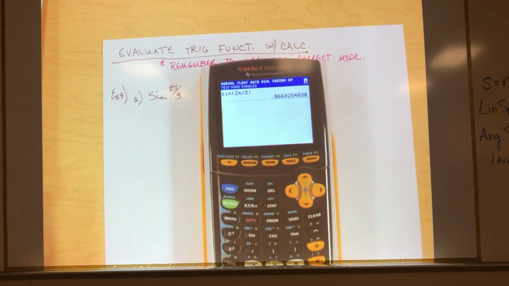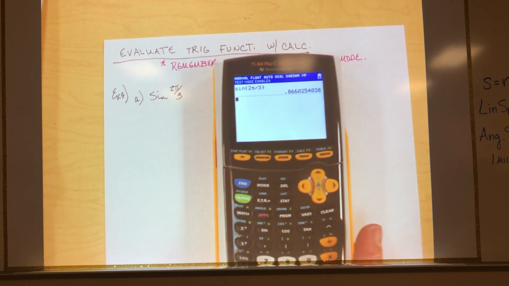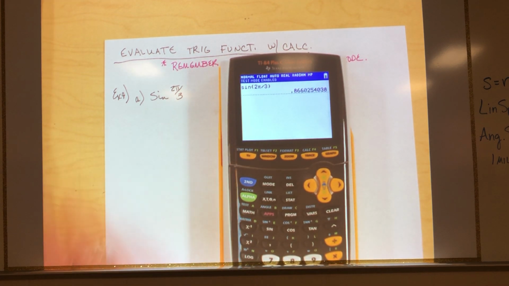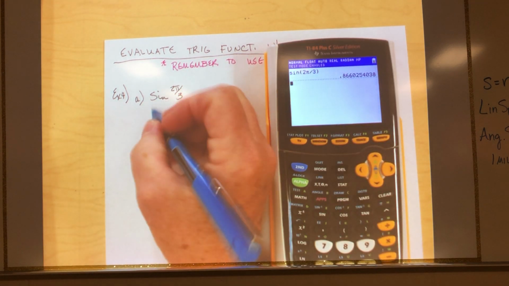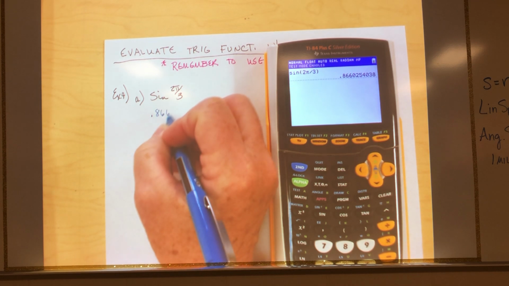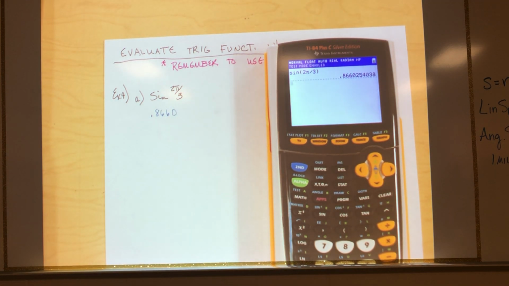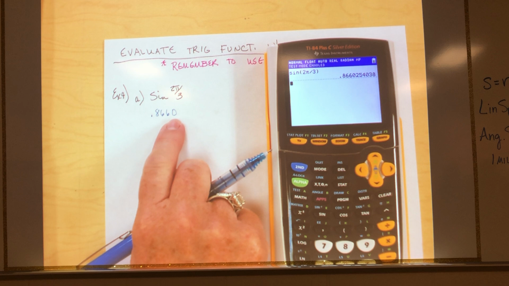It is proper to round a trig function off to 4 decimal places. So this is going to be what? 0.8660. Very good. 0.8660. Is the 0 important? Yes, the 0 says I rounded off to 4 decimal places, which is what is standard.